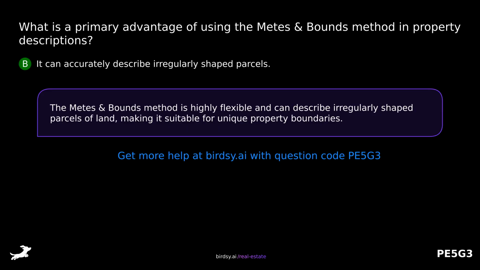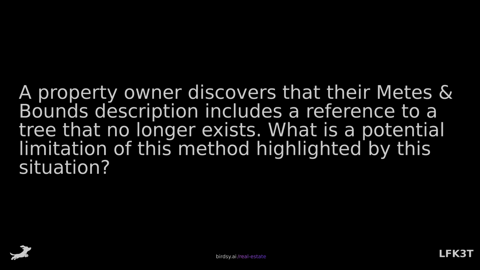The metes and bounds method is highly flexible and can describe irregularly shaped parcels of land, making it suitable for unique property boundaries. A property owner discovers that their metes and bounds description includes a reference to a tree that no longer exists. What is a potential limitation of this method highlighted by this situation?